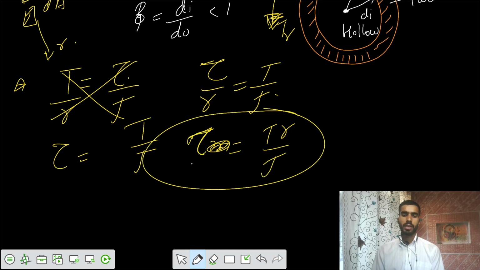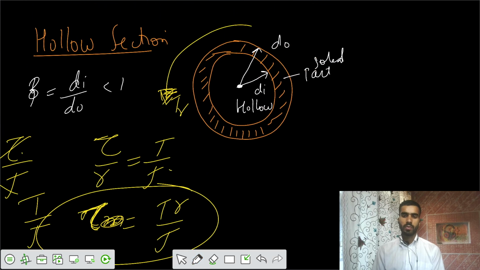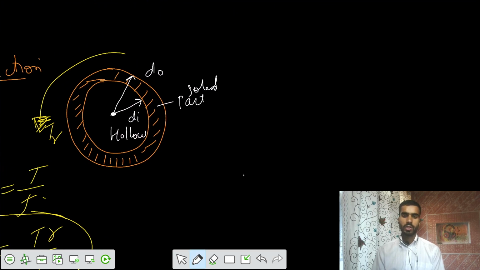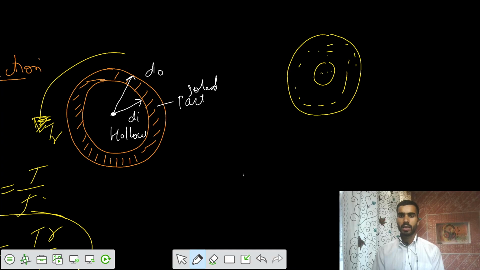Now we have different combinations. We have already shown you the variation of the shear stresses in this section. I said this is your section, and this is your hollow section, and there is some material outside. The variation of the shear stresses: if you take this line, the reference line, the shear stresses vary in this fashion, and similarly from this side, shear stresses vary in this fashion.